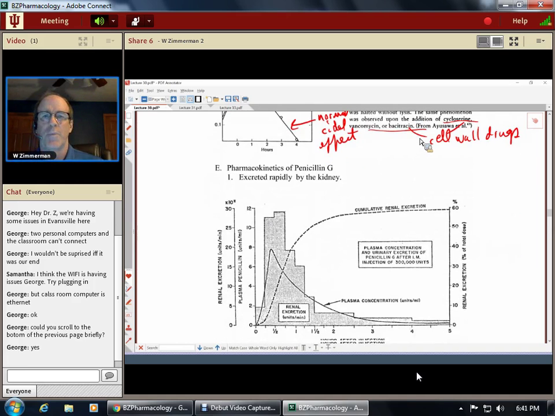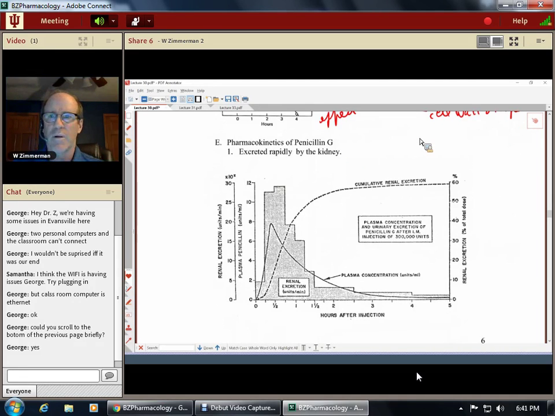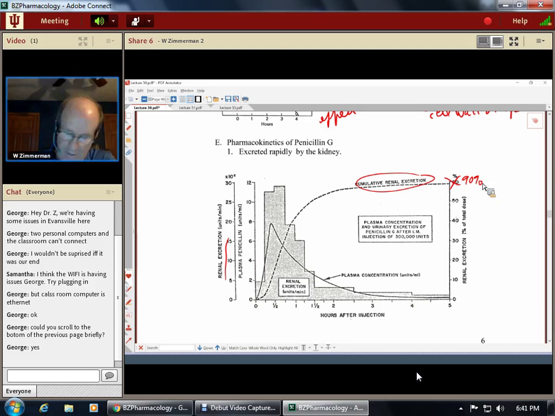Okay, some notes on penicillin G. We don't use it a whole lot anymore, but it is around and occasionally it's quite useful. On the y-axis here on the left, we've got renal excretion. We've also got the plasma penicillin concentration. On the right is the cumulative renal excretion, probably closer to 90%. There's 5 to 10%, maybe 10%, that goes out in the bile. But that renal tubule, with all the secretion of the penicillin G, is going to pour it out through there.